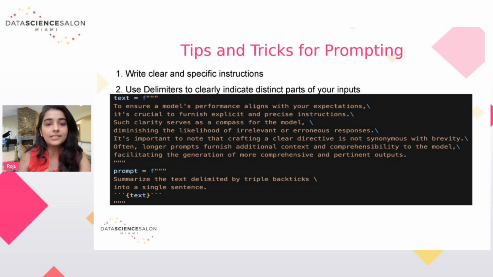The second thing is to use delimiters to clearly indicate distinct parts of your inputs. For example, here you can see I have 5 to 6 lines, and I am clearly asking in the prompt, summarize the text that is delimited by triple backticks. I am specifically mentioning the delimiter here, that is triple backticks, and I'm asking the model to summarize the text within that. You can use any kind of delimiters here.